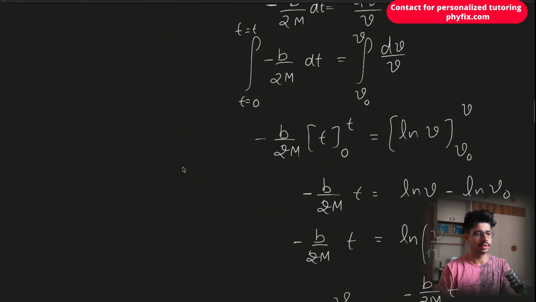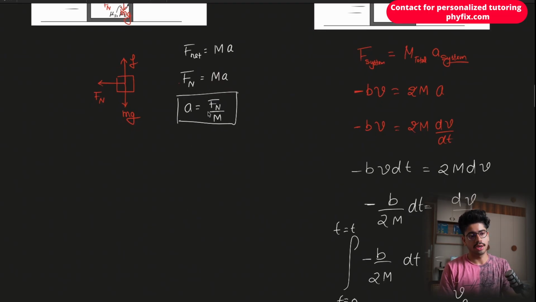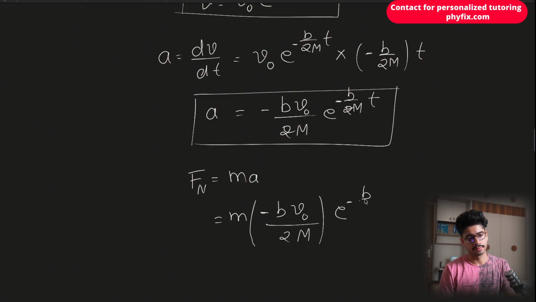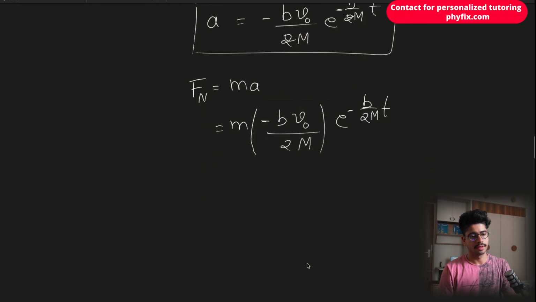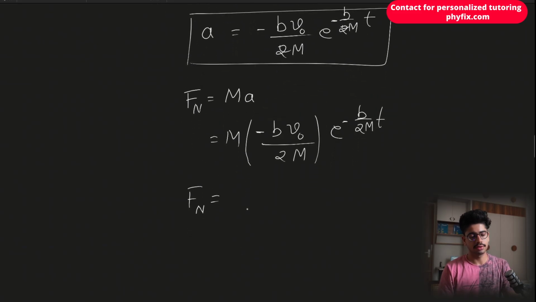And from the above expression, we ultimately have to find the Fn, the normal force that is changing with respect to time. So Fn is equal to mass times acceleration. To find the Fn, that is mass times acceleration, if I put in the value of the acceleration, the M gets cancelled out. This is actually capital M. So the M gets cancelled out. The negative sign just tells the direction of the force.